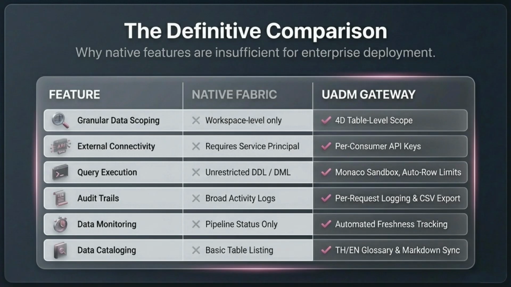While native Fabric provides a great foundation, it often hits a ceiling when we talk about enterprise-grade security and control. As you can see on the screen, there are critical gaps, from limited workspace-level scoping to unrestricted query risks. UADM Gateway was built to bridge these gaps. We're moving from basic to granular.